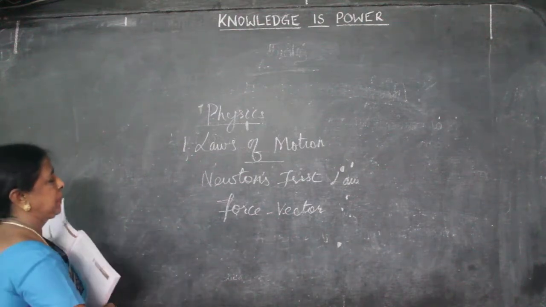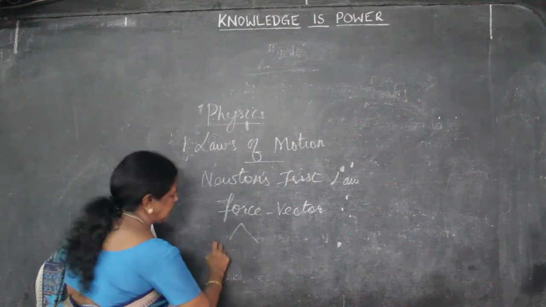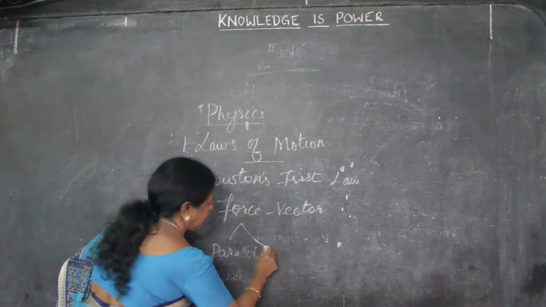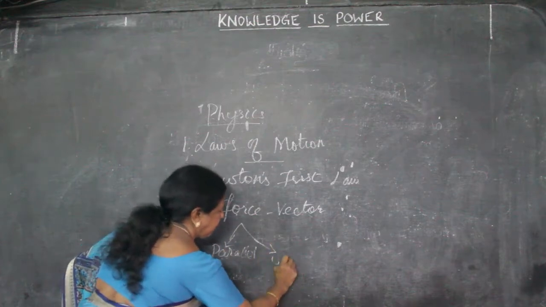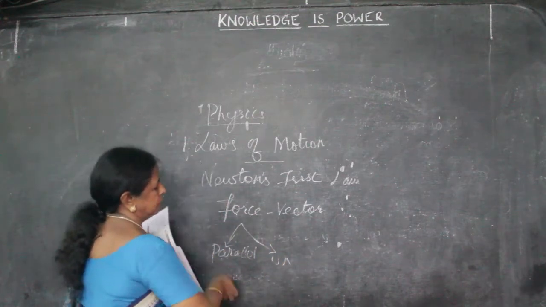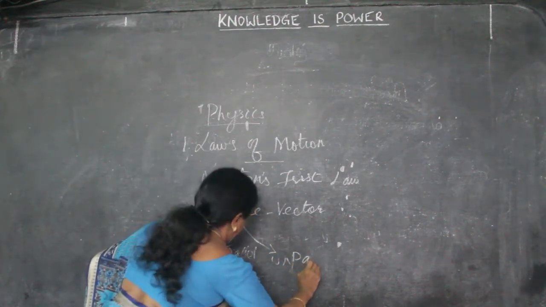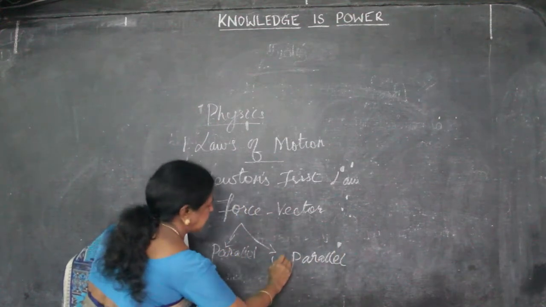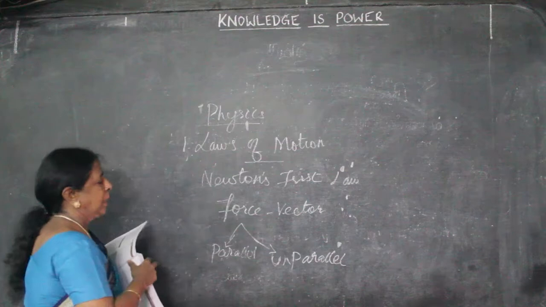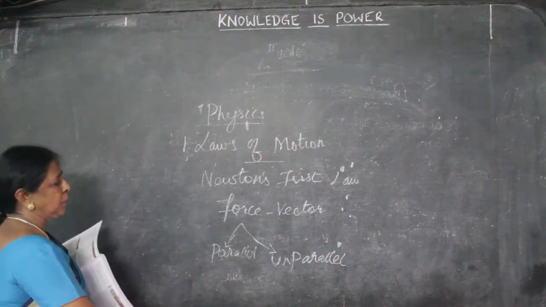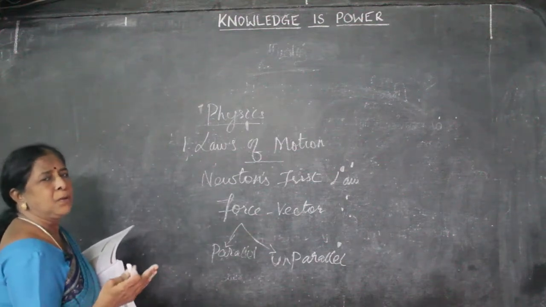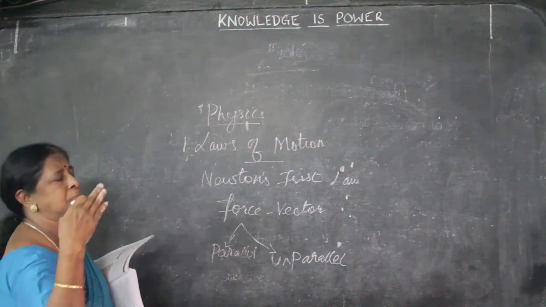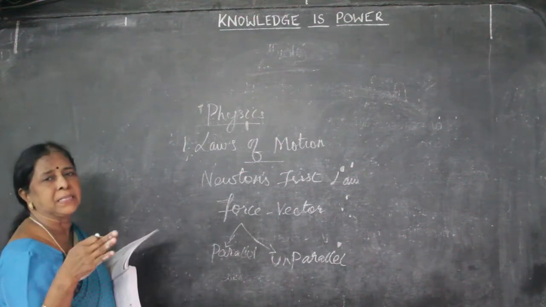Further, these forces can be divided into parallel forces and unparallel forces. On saying the name itself we know parallel. You know what is parallel? We would have studied in maths class, parallel and perpendicular. Parallel means they travel in the same straight line. They do not intersect each other.